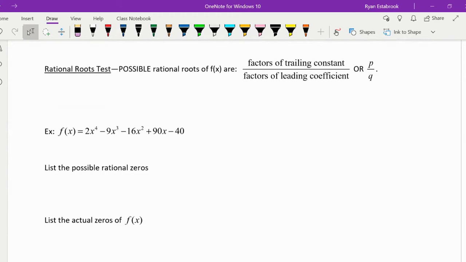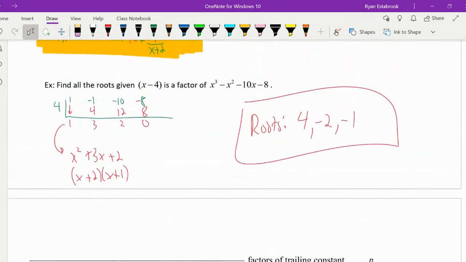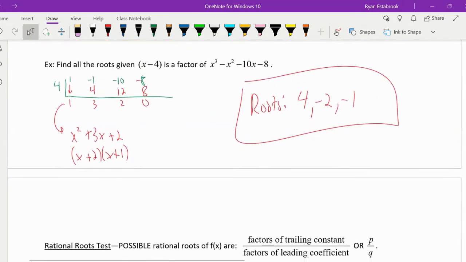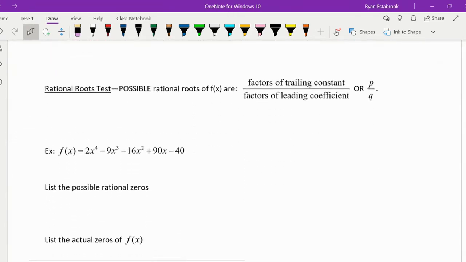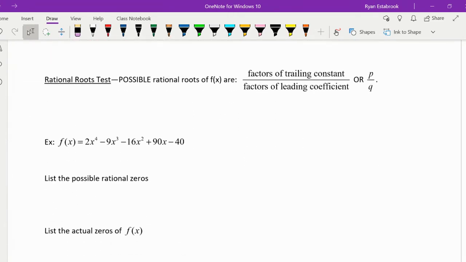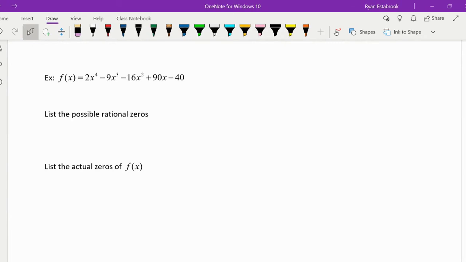Another thing to add to our skill set is this rational roots test. And we can use this to figure out the possible rational roots. In the previous problem, we were told that x minus 4 was a factor, but if we weren't given that, could we have figured that out? Would we have known to look for 4 as a solution? So this is an idea that we can use to help us know what to look for. We look at the factors of the trailing constant at the very end divided by the factors of the leading coefficient. As an example, we have this equation, and we're asked with finding the possible rational zeros.